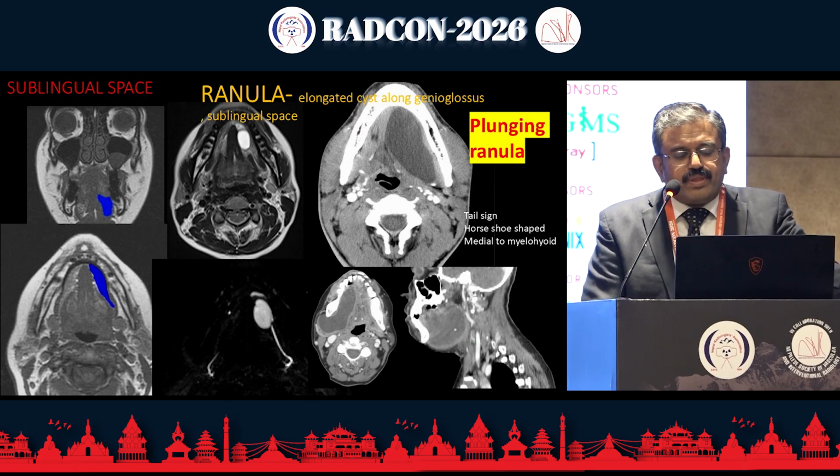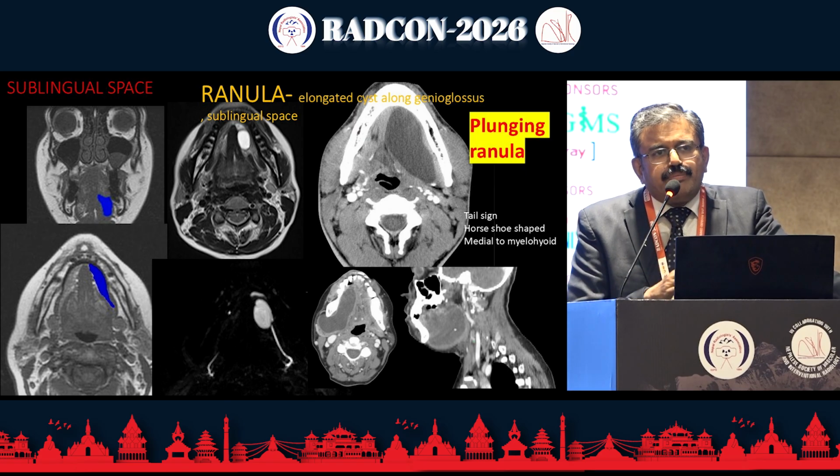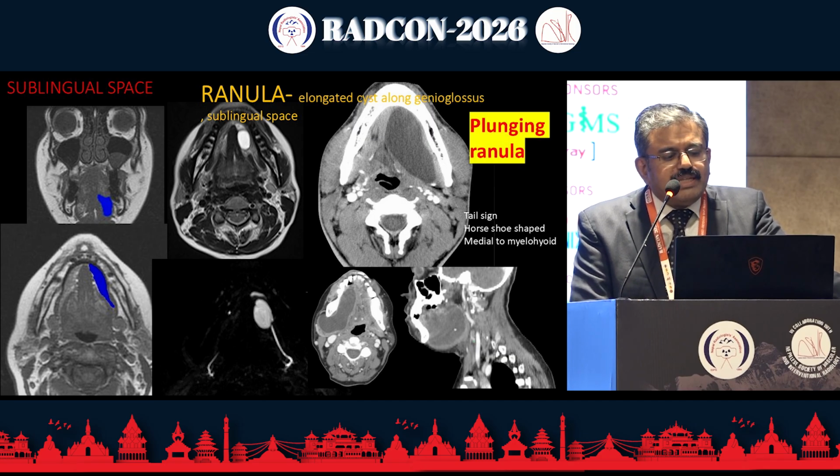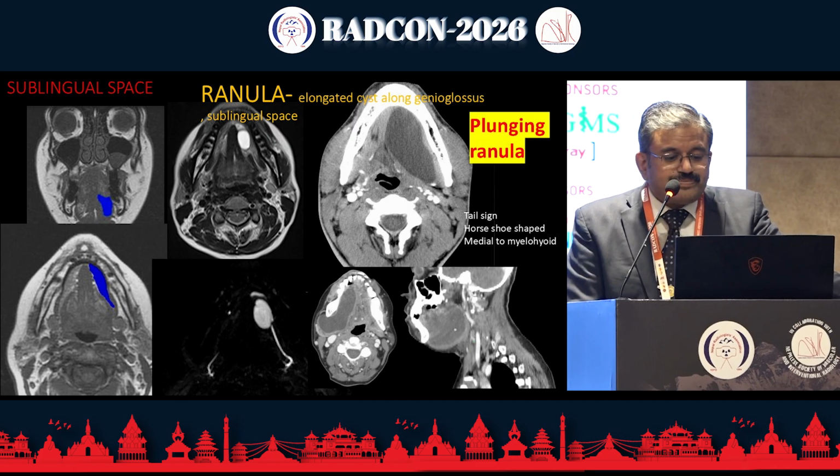Coming to the paramedian cyst, most common is the ranula. Ranula is an elongated cystic lesion. It is not rounded, it is elongated, and it is seen along the genioglossus muscle. If it extends to the submandibular space, then we call it a plunging or diving ranula. It is medial to the mylohyoid muscle. So when you see an elongated cyst like this, you cannot consider other differentials.